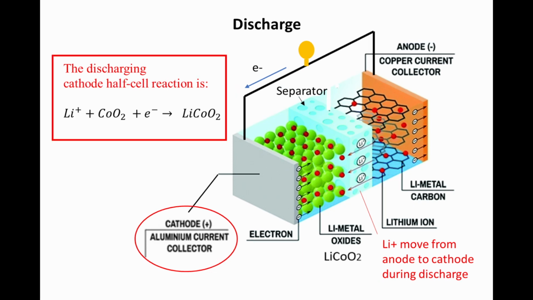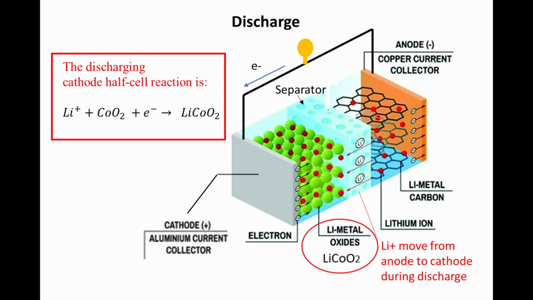The incoming electrons react with the cathode material. The electrons and the lithium ions bond with the cobalt dioxide to form lithium cobalt dioxide. The cathode half-cell reaction is shown. The reaction continues until the switch is turned off or the graphite anode is emptied of lithium ions.